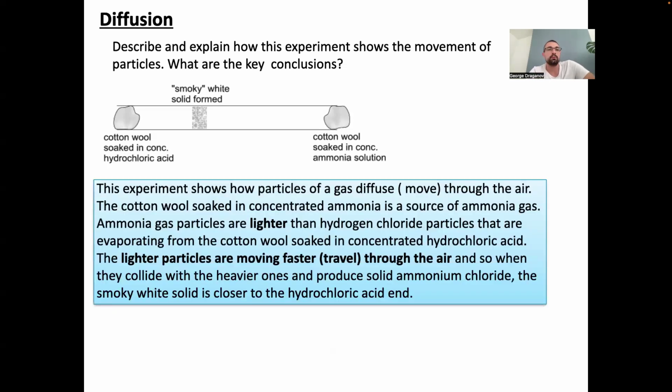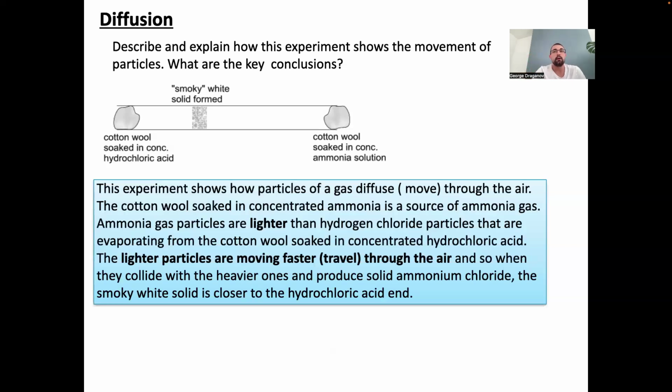This is the explanation. So ammonia particles are lighter and evaporate from the cotton wool and move faster by diffusion through the air. And the collision with the HCl particles, the hydrochloric acid or hydrogen chloride, will happen closer to that end. So the white solid is closer to the hydrochloric acid end.